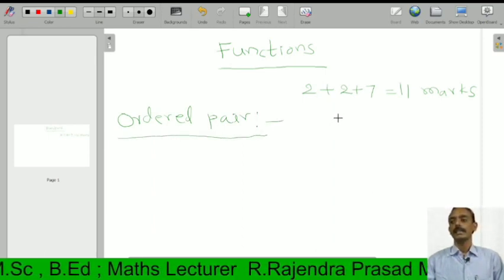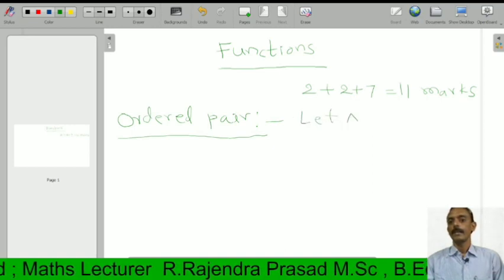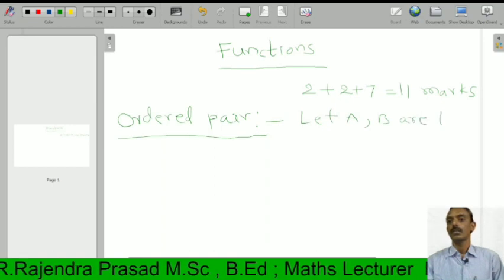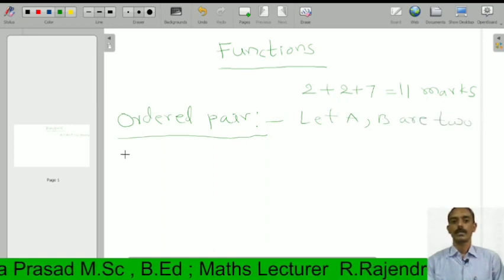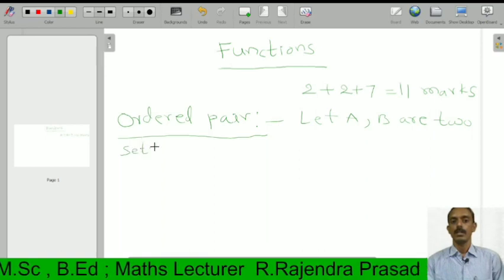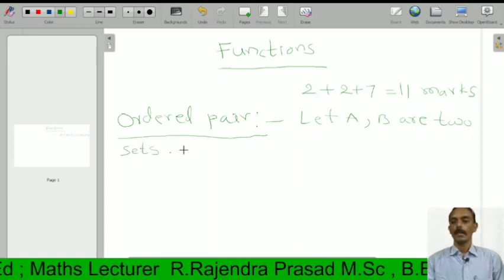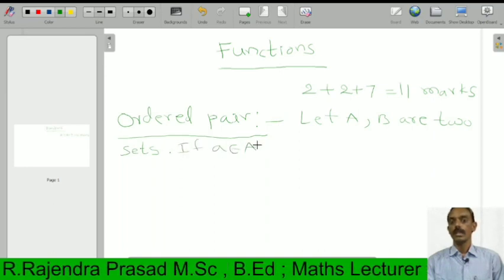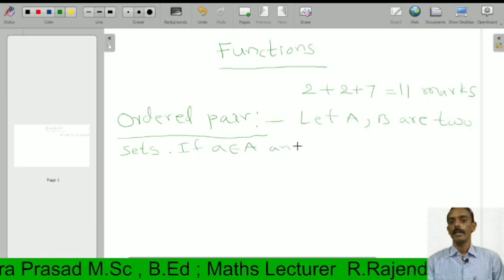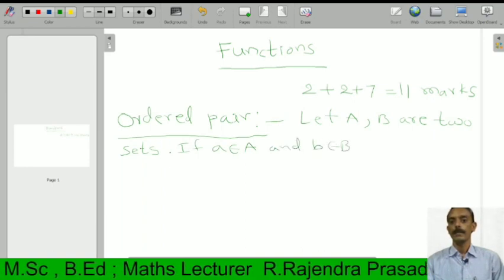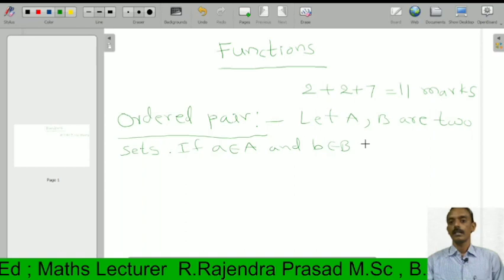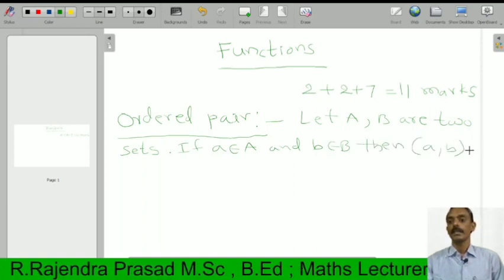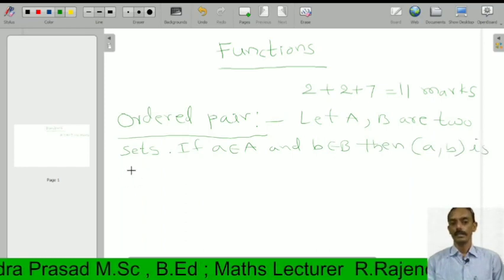Ordered pair. Let A, B be two sets. If a belongs to A and b belongs to B, then (a, b) is an ordered pair.